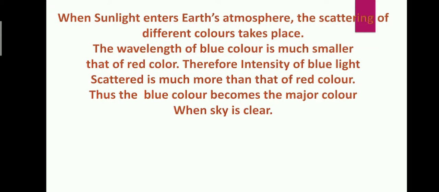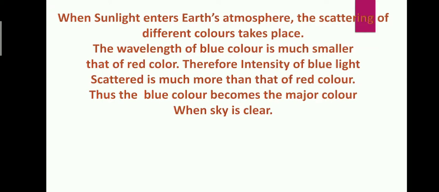Obviously the scattering is going to take place. The Sun will send incident white light, and when this white light is incident on the particles, maybe as I told you, electrons, protons, neutrons, dust particles, water vapors, scattering is going to take place. And the wavelength of blue color is much smaller than that of the red color, therefore the intensity of the blue light scattered is more than that of the red color. Thus the blue color becomes the major color when the sky is clear.